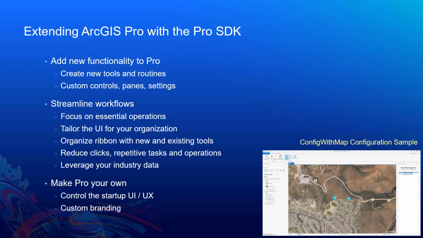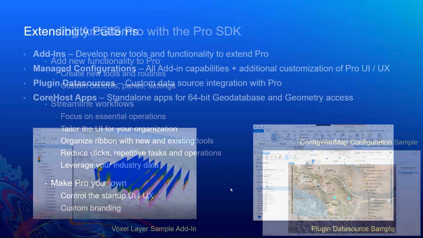Finally, you can make Pro your own. You can control the startup user interface and user experience and use custom branding to give Pro the look that is unique to your organization for your users. And the configurations pattern that we'll be talking about is one of the best ways to do this. And to the right, you can see here the config with map configuration sample, and we'll be talking more about this and how you can get started with that.